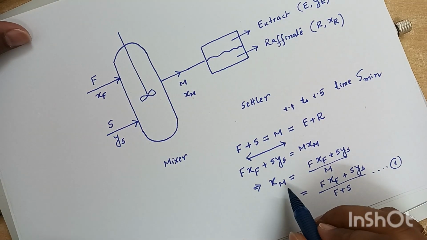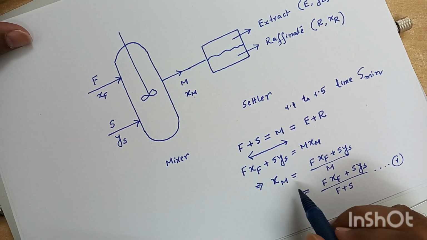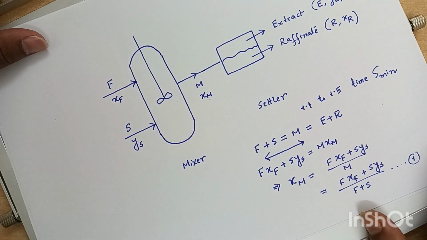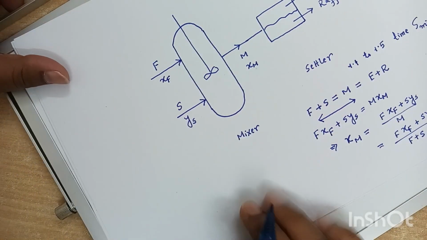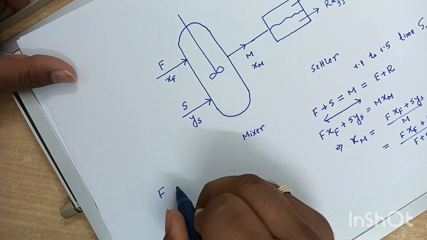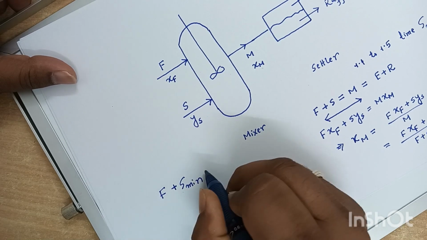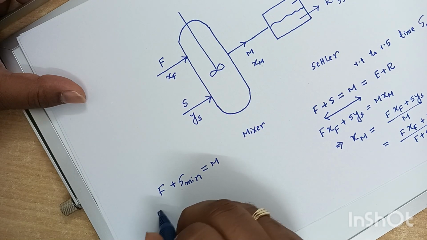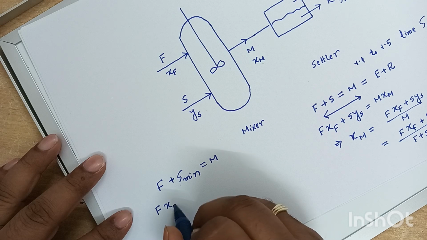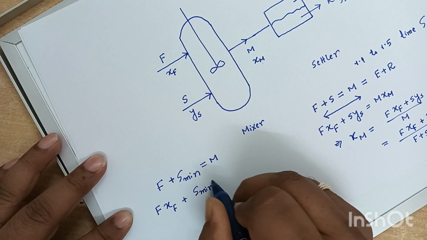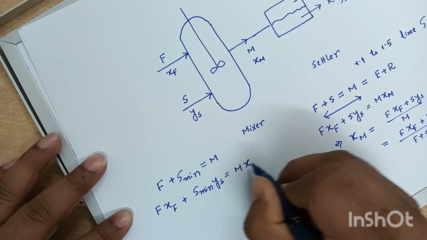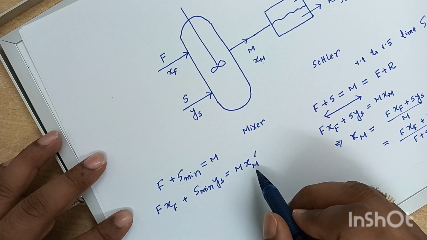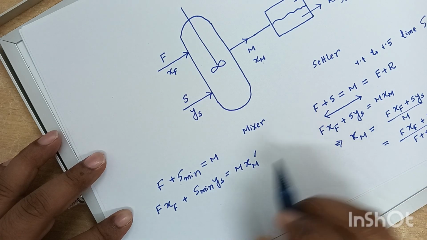So finding out the mixed stream concentration and hence the location of mixed stream is important in the graphical method, and we'll see how later on. Okay. Now for a minimum condition, the equation will look like this: F plus S minimum is equal to M. We are focusing on the mixer part of the unit. Okay. If you do the component balance, it's going to be F xf plus S minimum ys is equal to M xm prime. Okay, under a different condition, let's say the corresponding concentration of the mixed stream be xm prime.